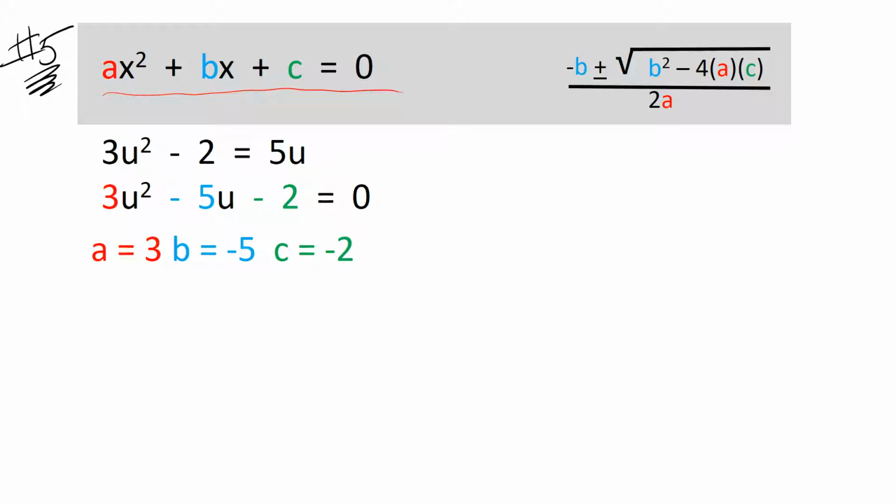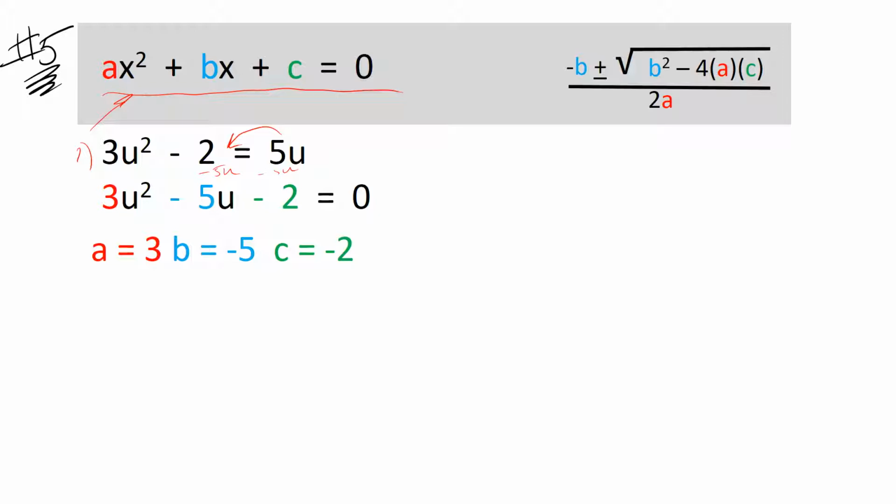So the original problem is 3u squared minus 2 equals 5u. Again, for the first step here, I need to get this into that form. So that just means I need to get this 5u on the other side of the equal sign. Just like if we were solving this, we would do the opposite. We would subtract 5u from both sides. And then we would end up with 3u squared minus 5u minus 2 equals 0, which is in the right format now.